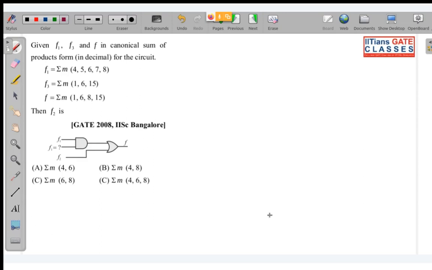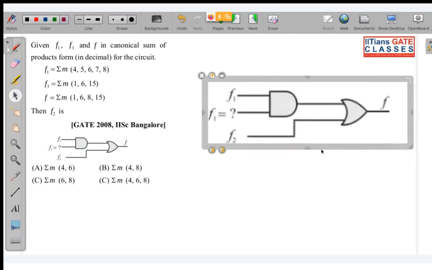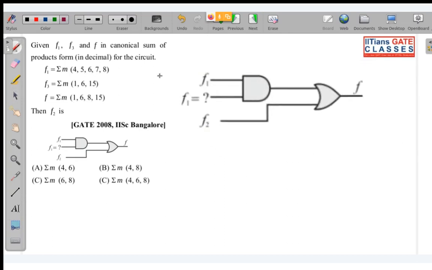6 and 8. Okay, look very carefully. So what is given? F is 4, 5, 6, 7, 8. So these are minterms. F2, acha, F3 is given. So where is F3? F1, F3 and F. So I guess this will be F3 and this is F2. Okay. So F3 is 1, 6, 15 and F is 1, 6, 8, 15. Okay.